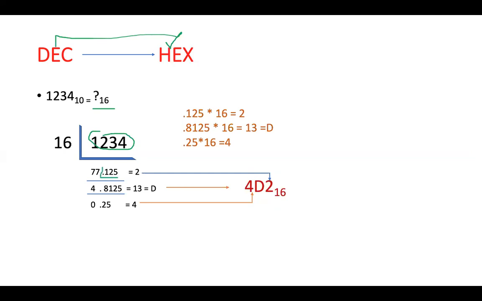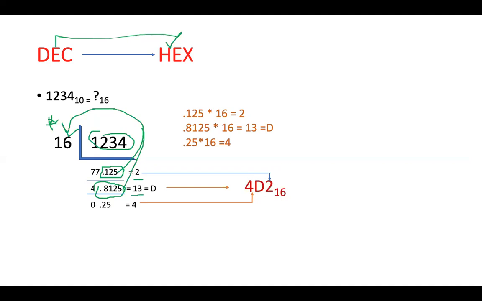So this number, 0.125, we are going to take it and multiply it with 16. So the answer is going to be 2. So this is the first answer. After that, we are going to take only 77. 77 divided by 16 will equal 4.8125. So we are going to take 0.8125, and we are going to multiply it with 16, and it's going to equal 13.